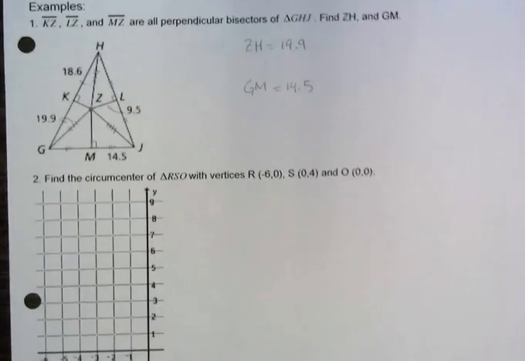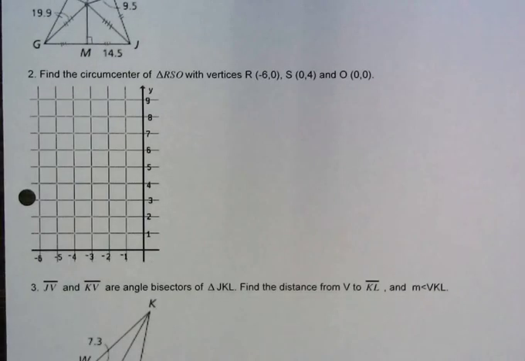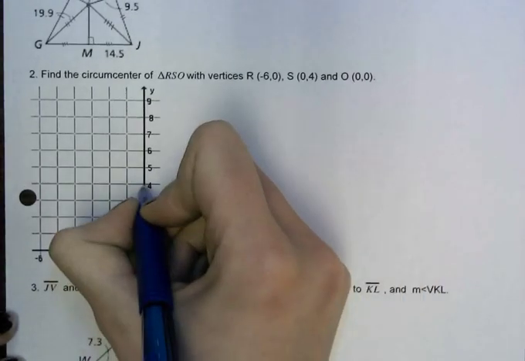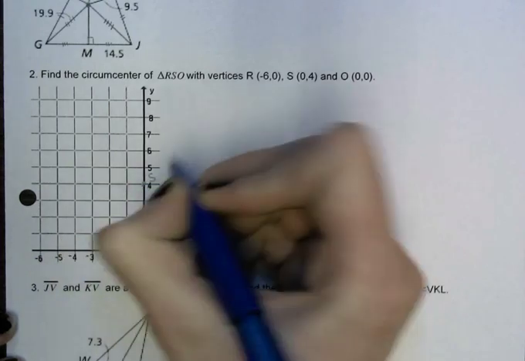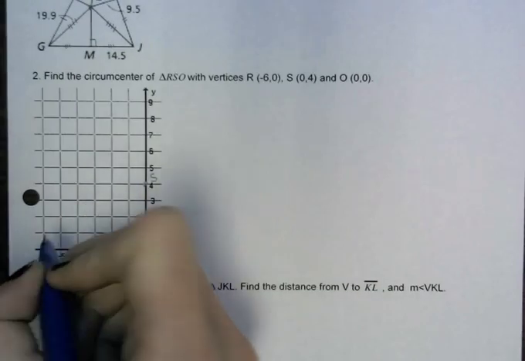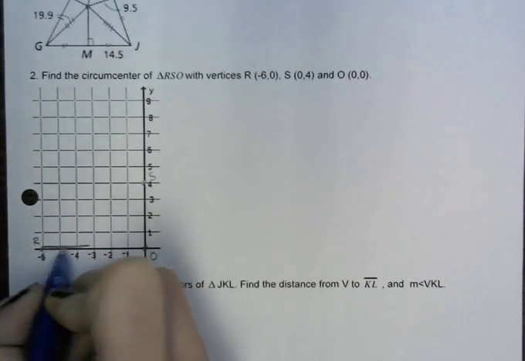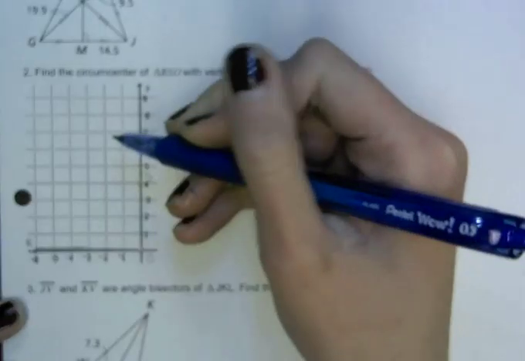Okay, find the circumcenter of this triangle, and it's giving me some vertices. So I'm going to go ahead and plot these. So I've got O is here, 0, 4 is where I have S, and negative 6, 0 is where R is. So if I connect these, I'm trying to draw them dark so you guys can see a little bit better.